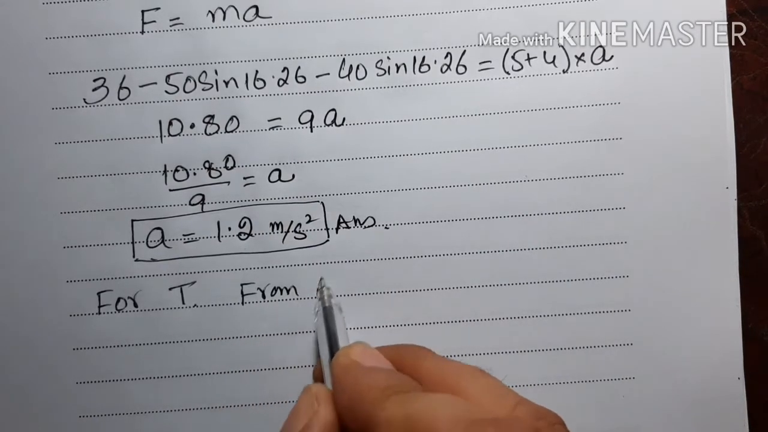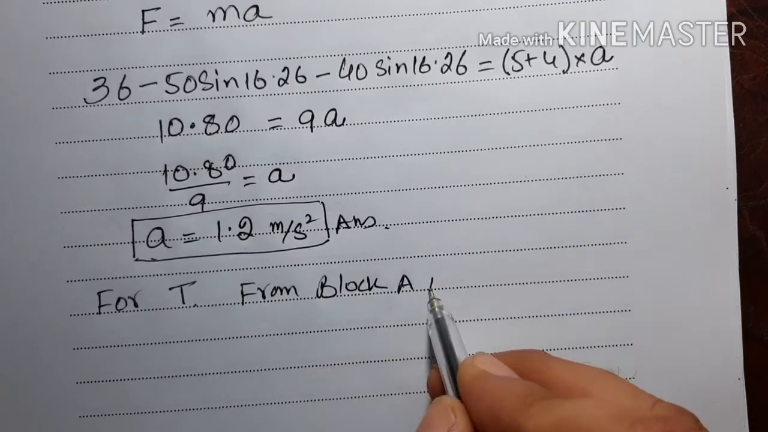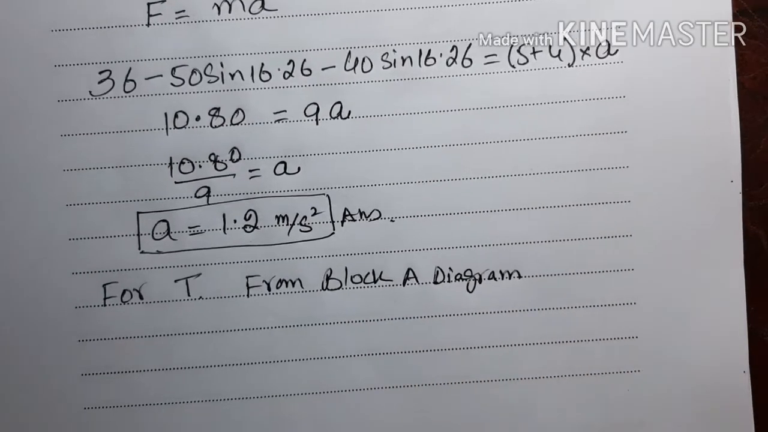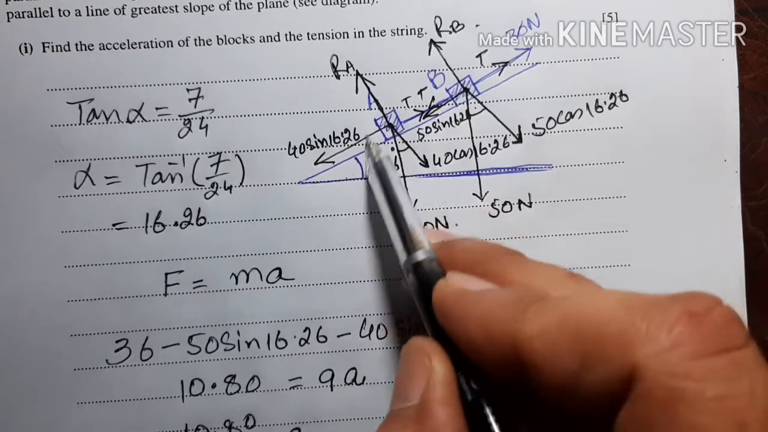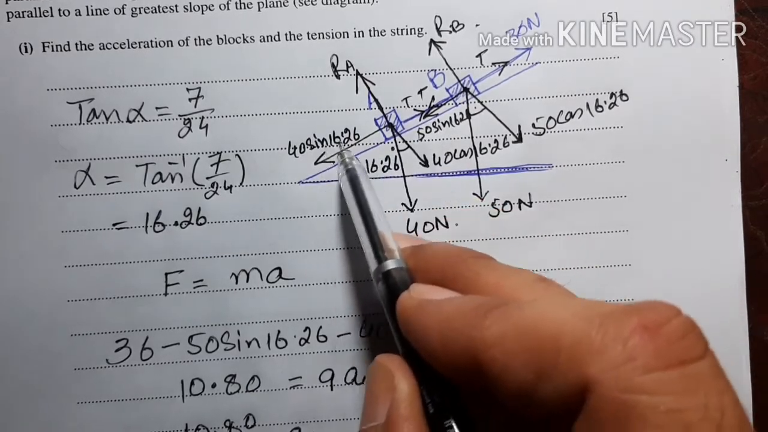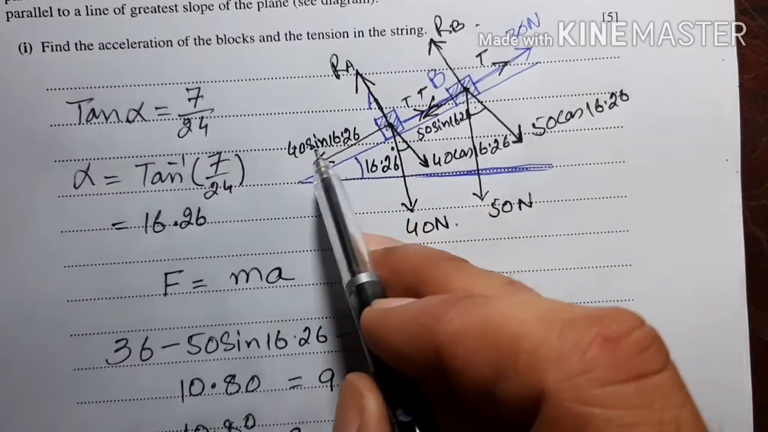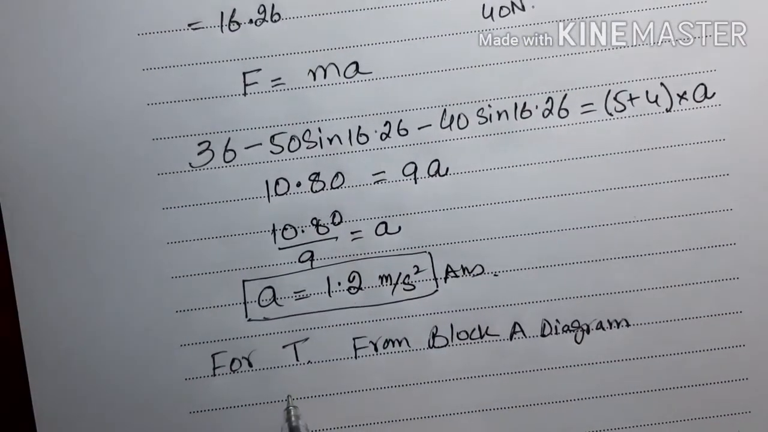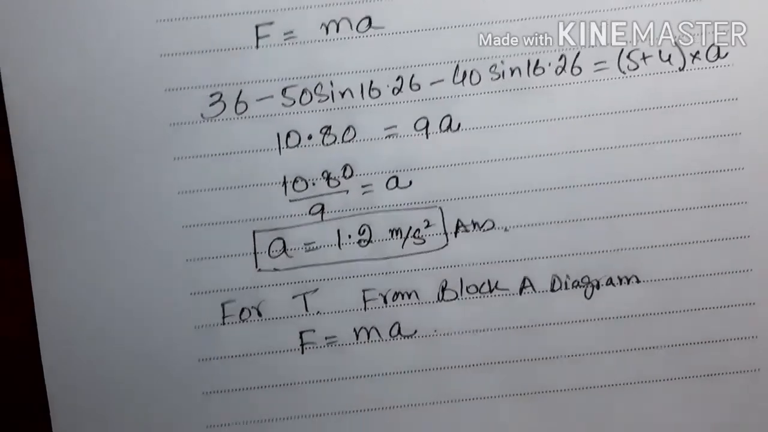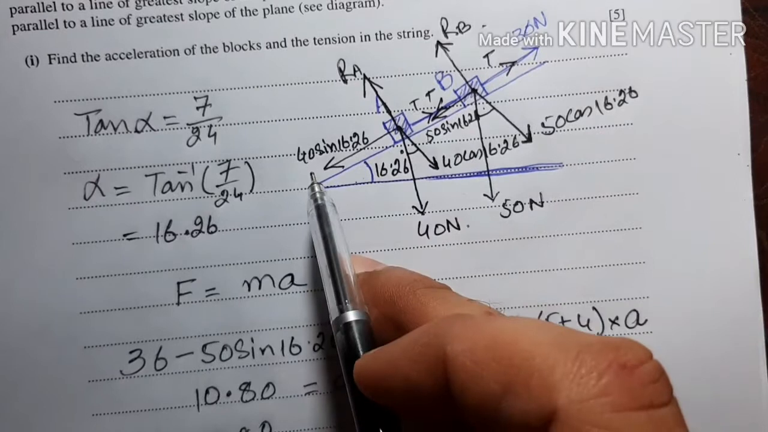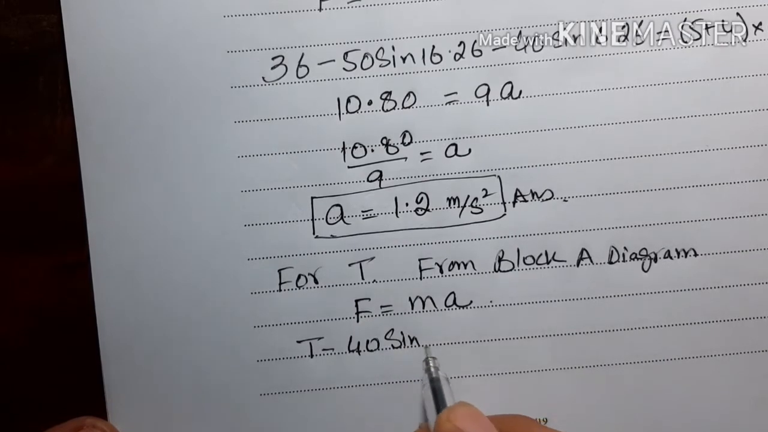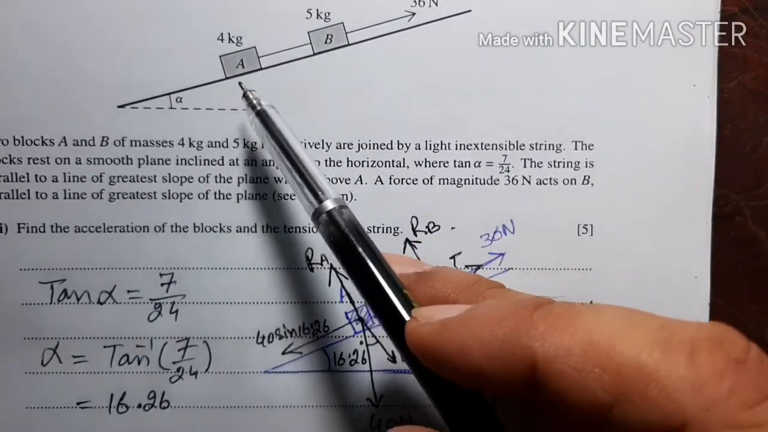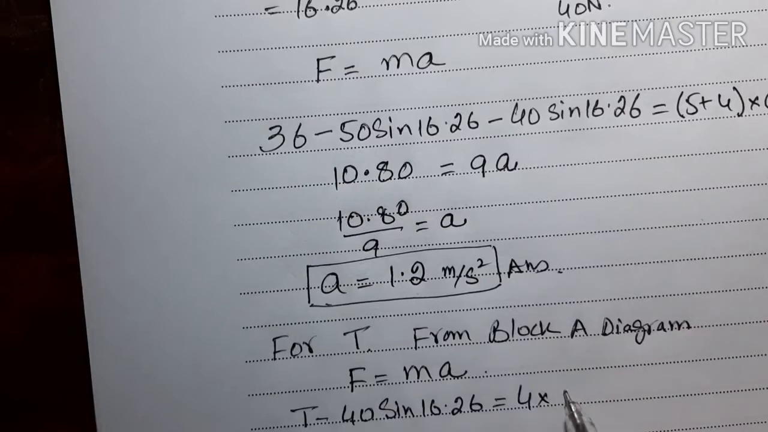From the block A diagram, I'll again use Newton's second law. The resultant force is this tension minus this, equal to MA. So F is equal to MA, where F means the resultant force, which is T minus 40 sine 16.26, equal to the mass of block A, which is 4, into A.